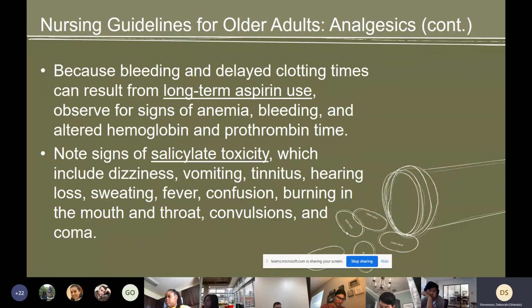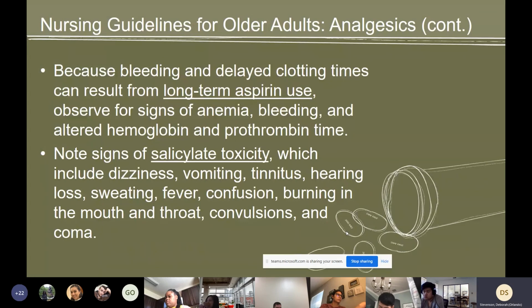As we mentioned, long-term aspirin use because of the bleeding, and it can also delay the patient's clotting time, which is important to remember. So as always, we're going to be looking for signs and symptoms of bleeding, anemia. We do see a lot of rectal bleeding on our patients, particularly those who take analgesics. All right, so watch that.